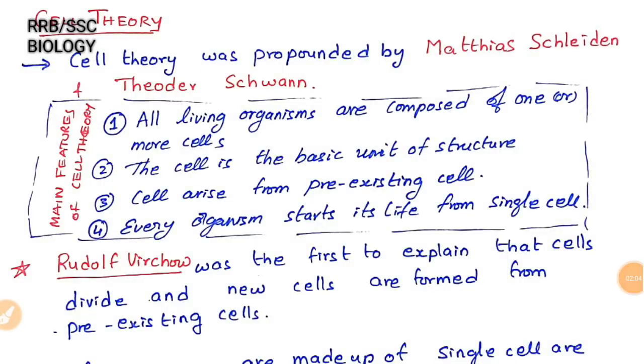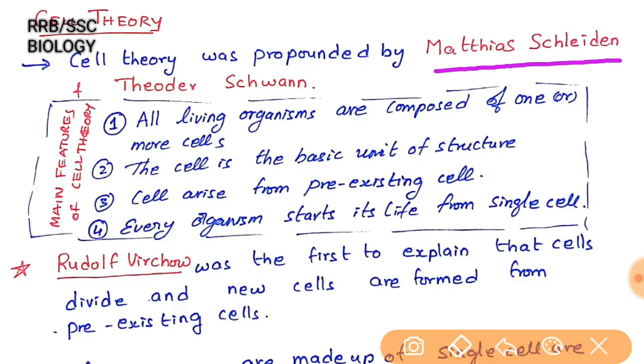After the discovery and naming of the cell by Robert Hooke, the cell theory was propounded by Matthias Schleiden and Theodor Schwann, friends. I have given four main points which feature the cell theory. The first one is, all living organisms are composed of one or more cells.